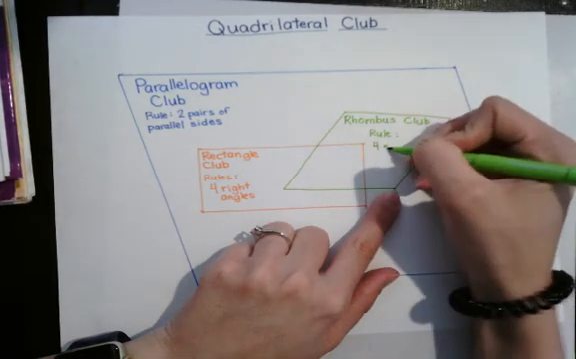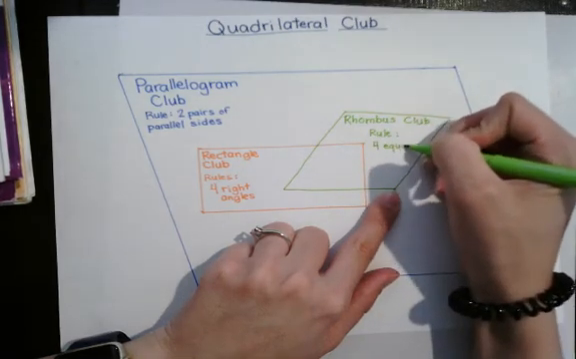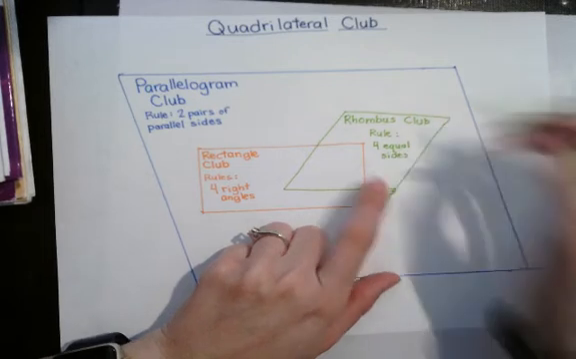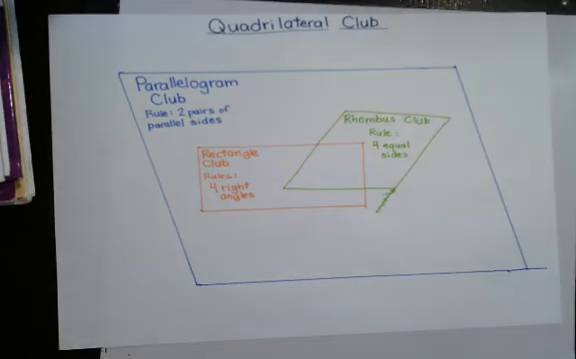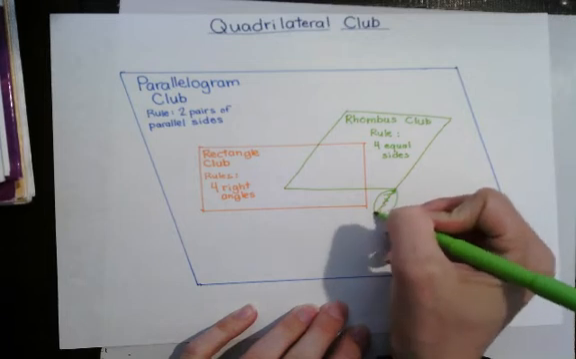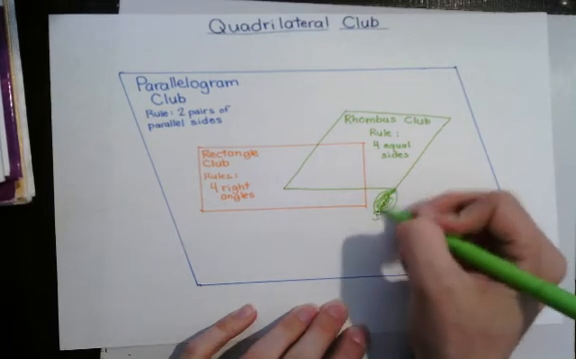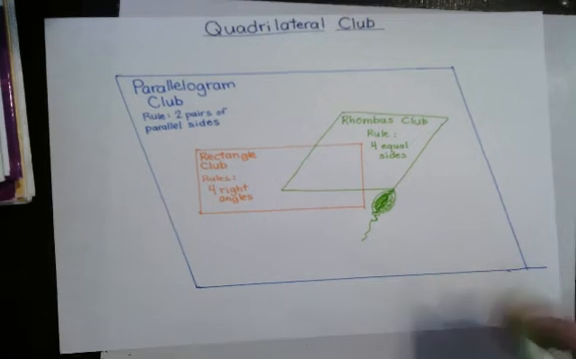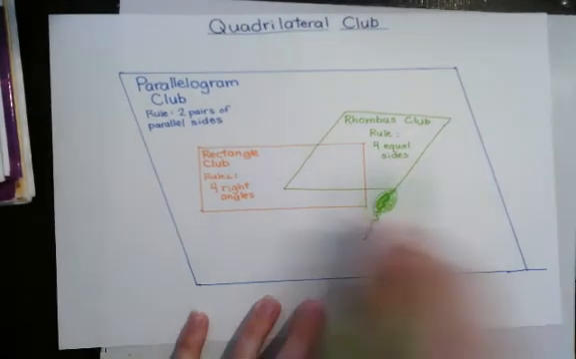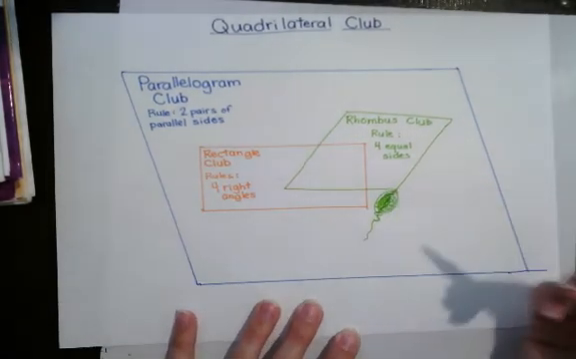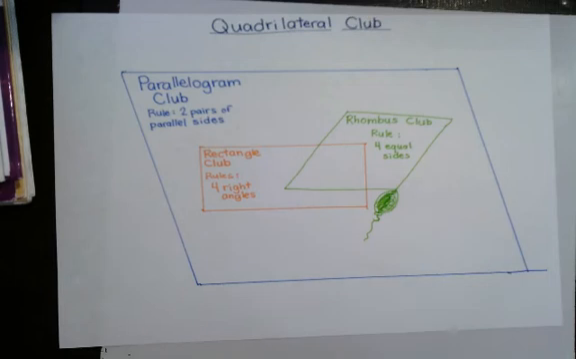And the extra rule for the Rhombus Club is 4 equal sides. Okay, that's going to bug me. Let's see here. Now it's a balloon. Yay, party in the club. Okay, so this part here is the rhombus. It has 2 pairs of parallel sides, parallel, parallel, and all sides are equal. They're the same length, okay?